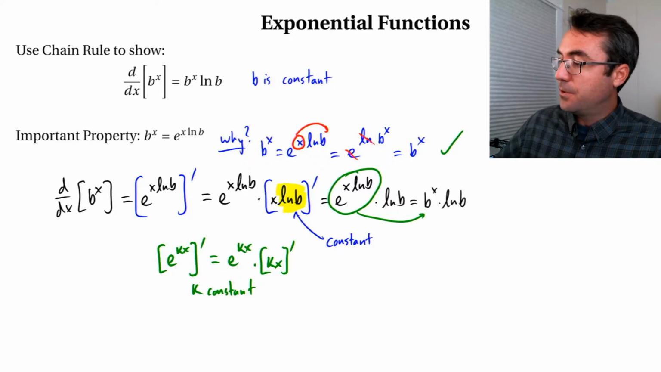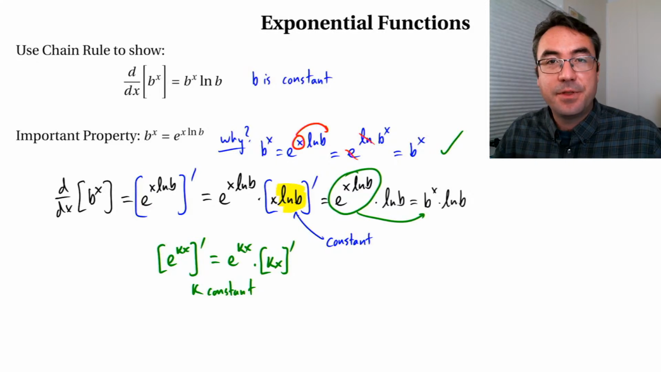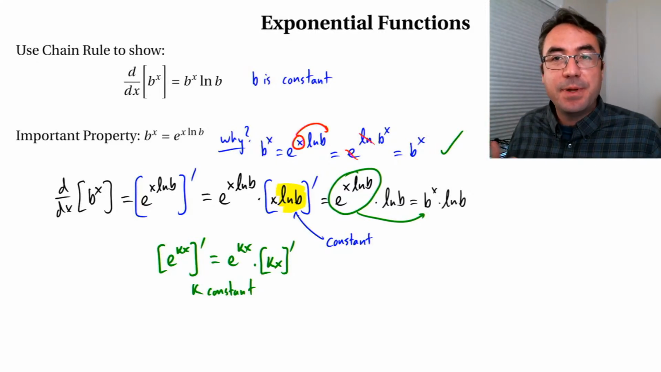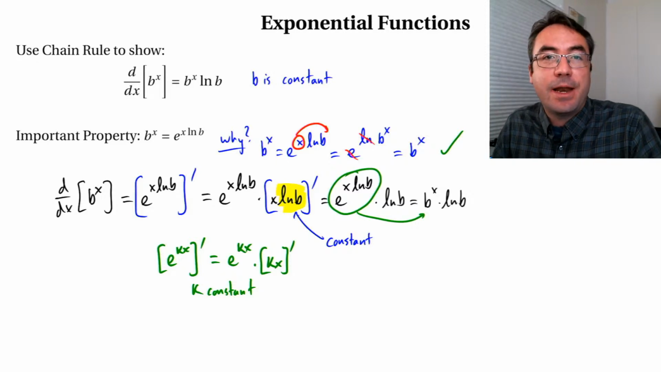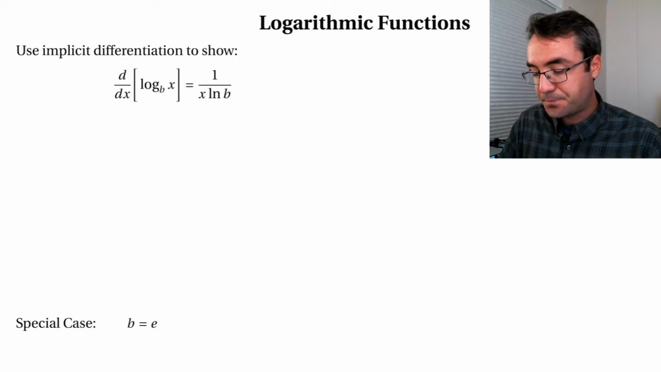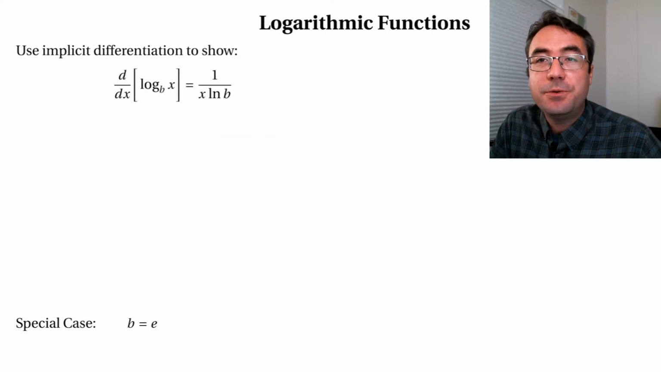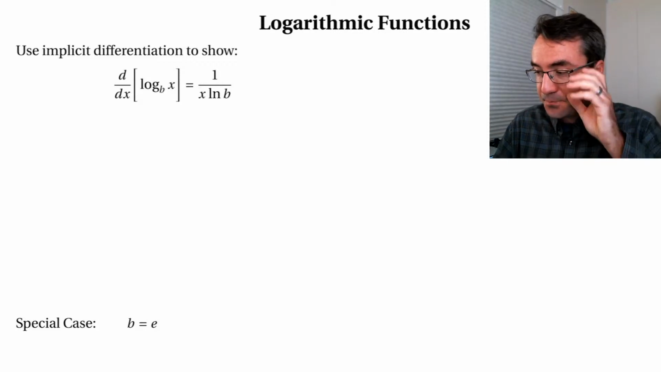All right, so we have now the general exponential derivative here. Now let's look at what happens with the general log derivative. So here we're going to use implicit differentiation to show that the derivative of log base b of x is equal to 1 over x times natural log b.